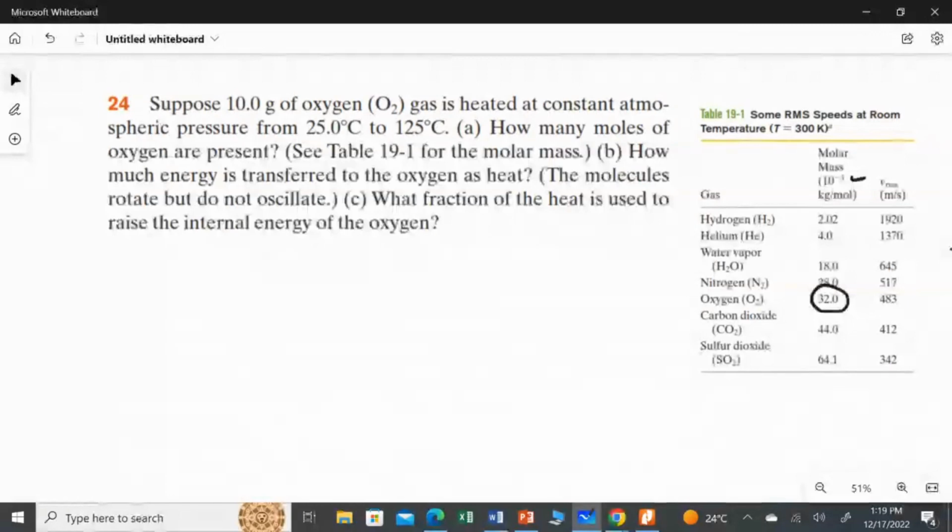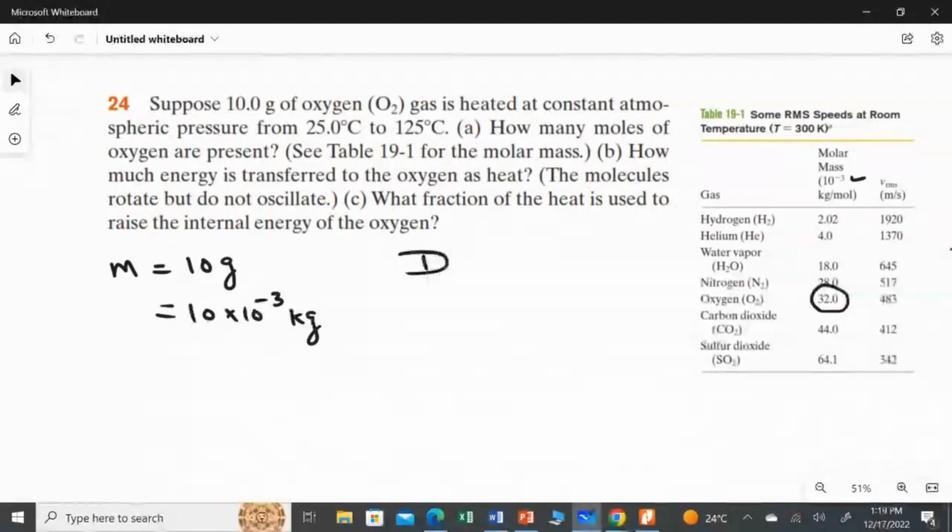First of all, I'm going to write the given. In the question, they give the mass of the oxygen gas, which is 10 grams. If you convert it to kilograms, it is 10 multiplied by 10 to the power of minus 3 kilogram. And since this is oxygen, O2, it is a diatomic gas. They also mention the process takes place under constant pressure.